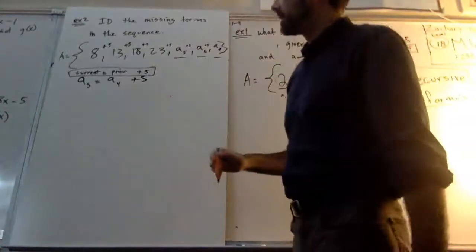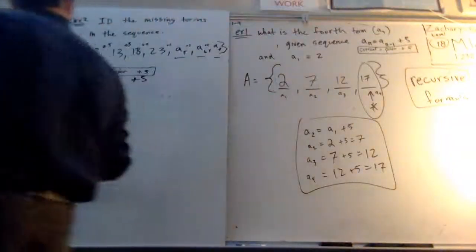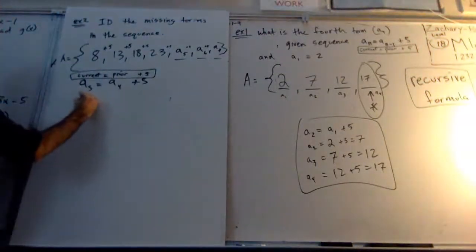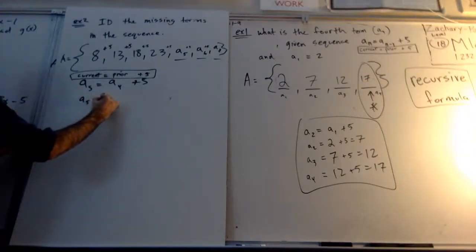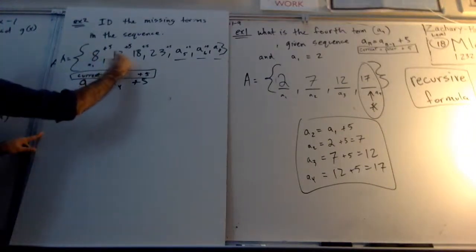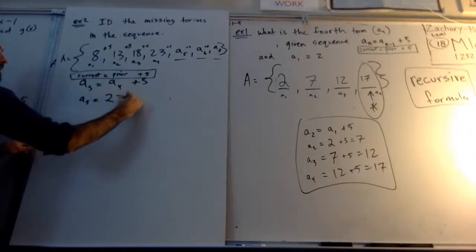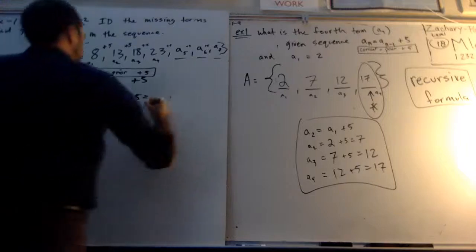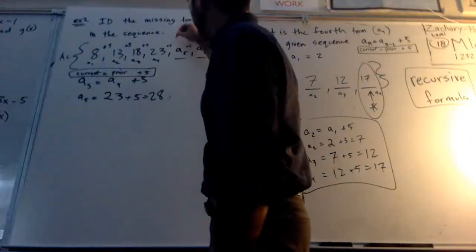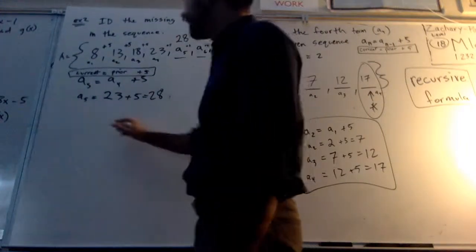So let's go ahead and knock some of these out. A sub 5 is, what's A sub 4? Let's do it. A1, A2, A3, A4. So 23 plus 5 is equal to? 28. Okay. A sub 6.